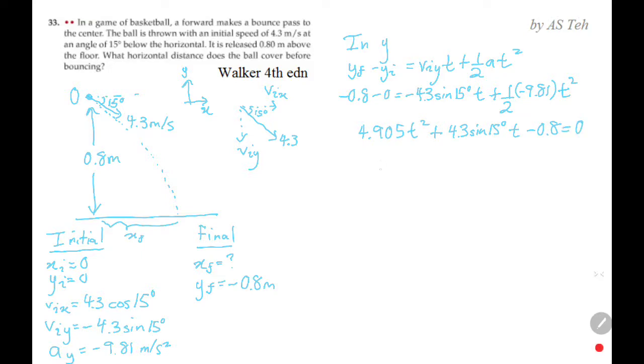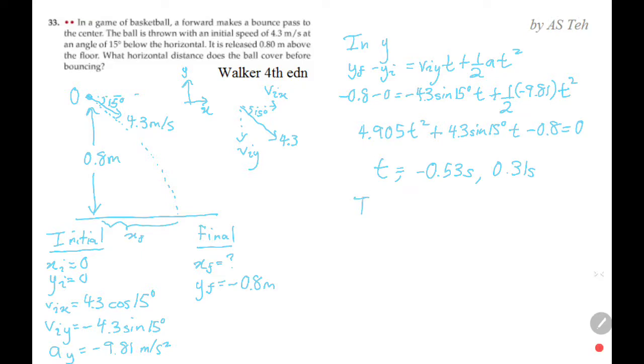If I solve this quadratic equation, I get time equals negative 0.53 seconds and also 0.31 seconds. Okay, we'll be looking at the positive time, because that's the motion of the ball as it moves in the positive time. So it will actually drop as time moves in the positive direction.